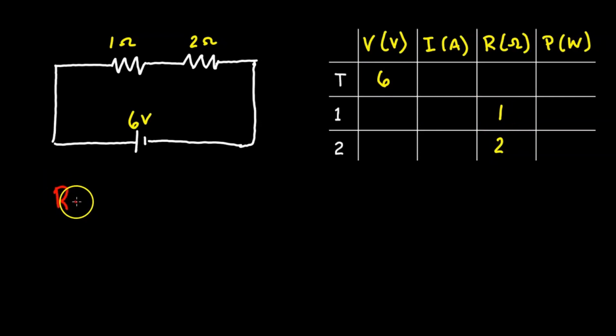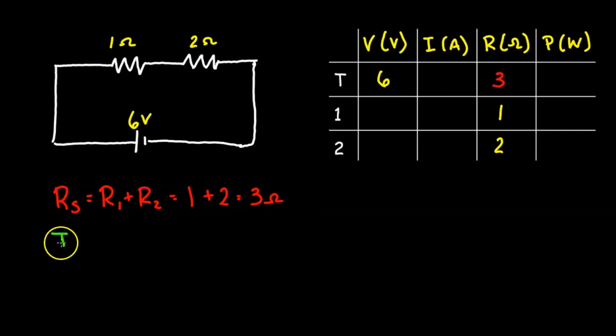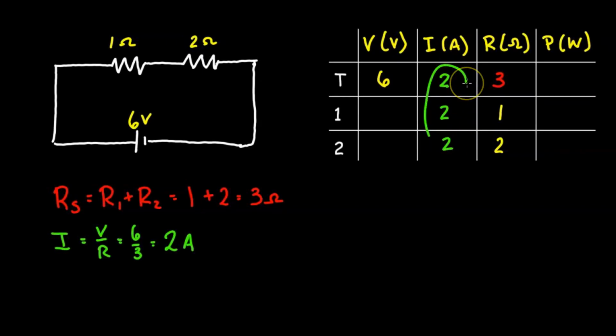The first thing we'll do is calculate the equivalent resistance by adding their resistance. 1 ohm plus 2 ohms equals 3 ohms. Then we'll use Ohm's law to calculate the current through the battery, which is equal to the voltage of the battery divided by the total resistance. And we have 6 volts divided by 3 ohms, which is equal to 2 amperes. Since this is a series circuit, the current through each of the resistors will also be 2 amperes. So everything in the current column should be the same.